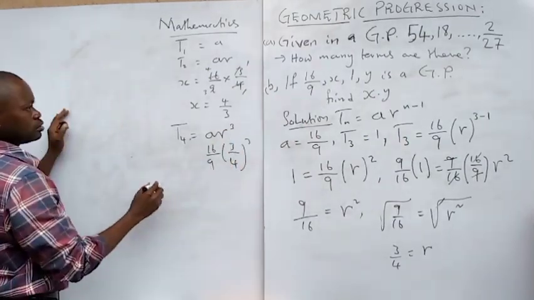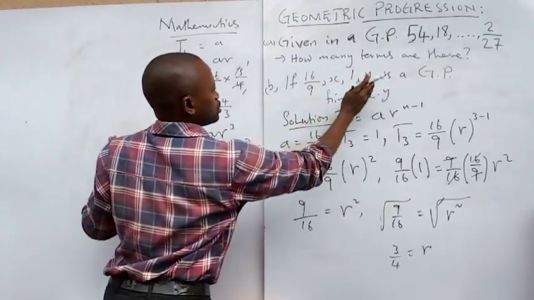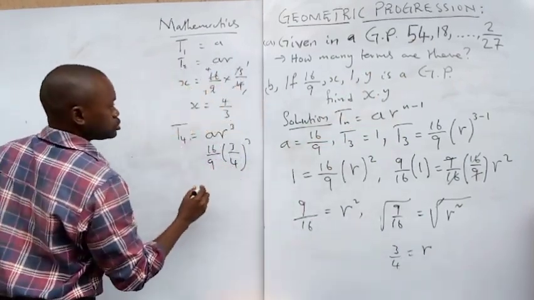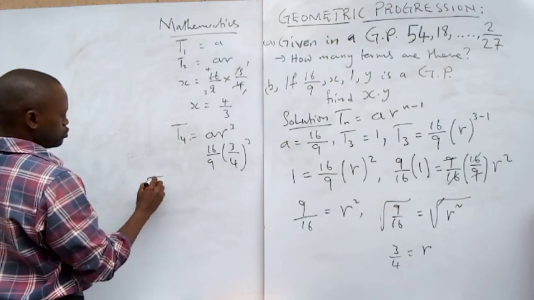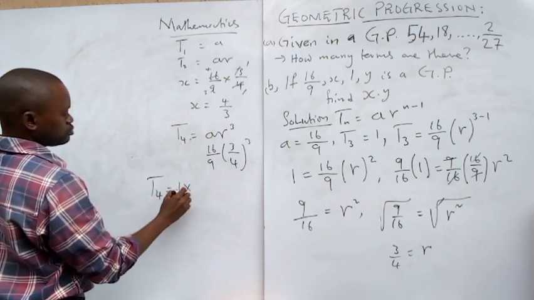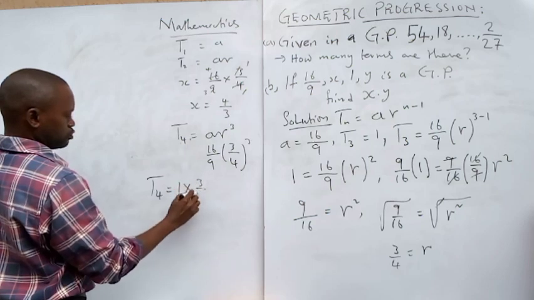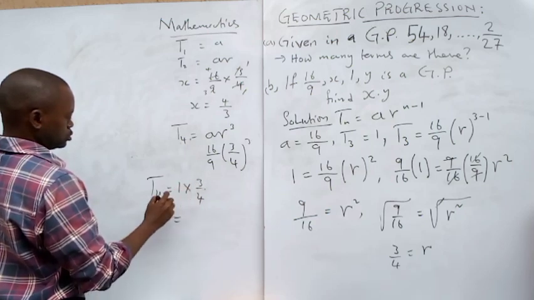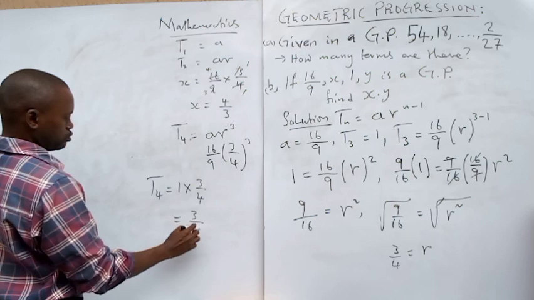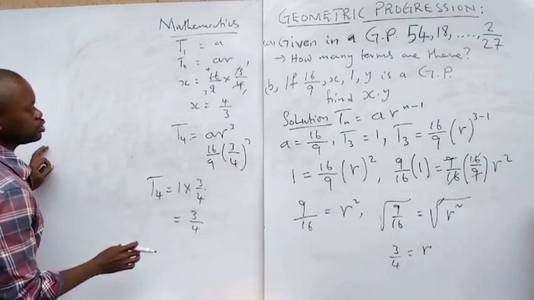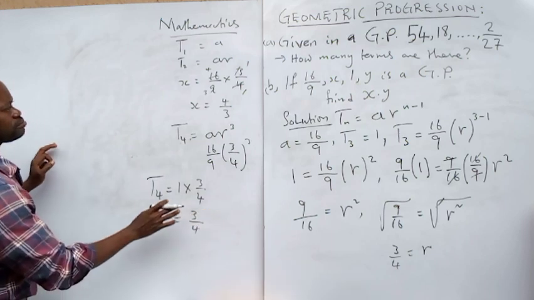Do this. This y is this times the common ratio. So T4 is equal to 1 times the common ratio, and that will give you 3 over 4. So T4 is 3 over 4. Therefore, you can simplify this. You see, you get there.